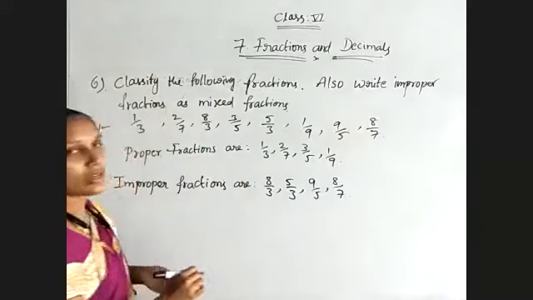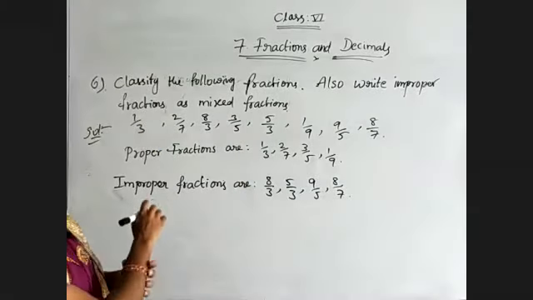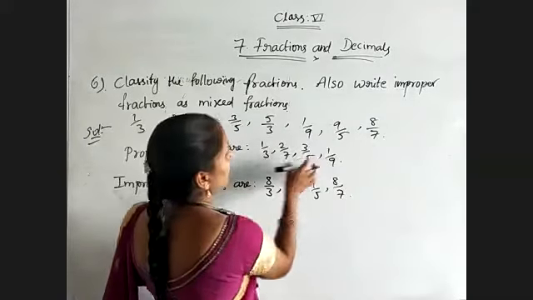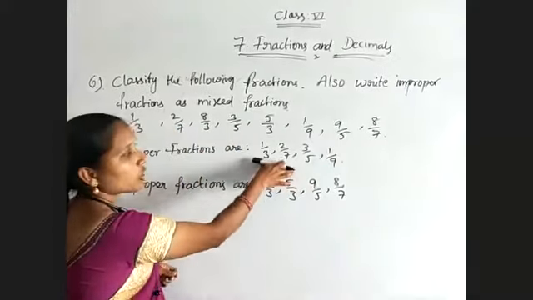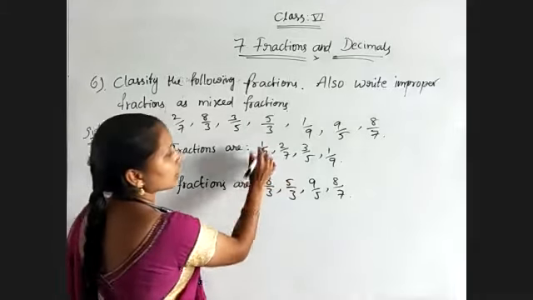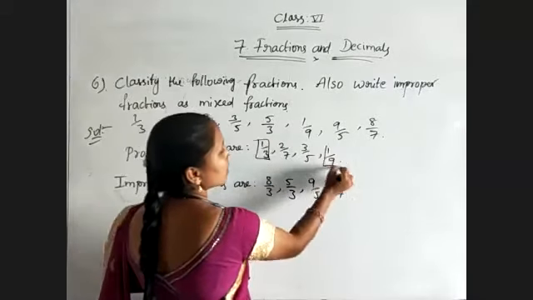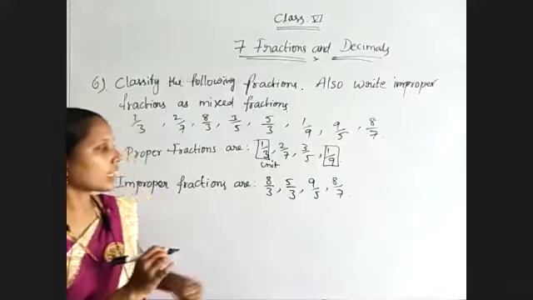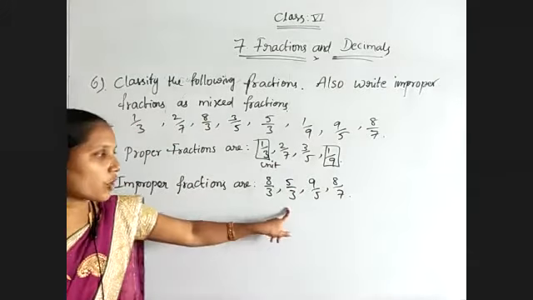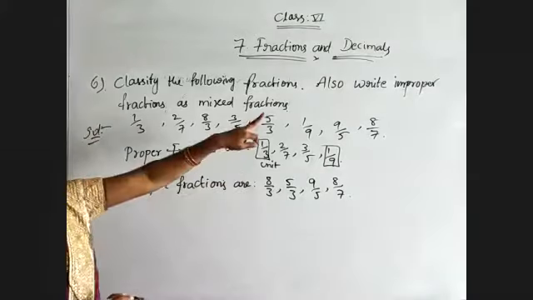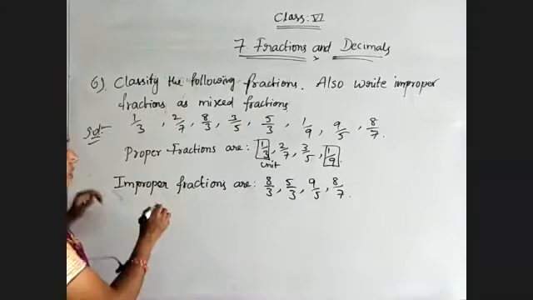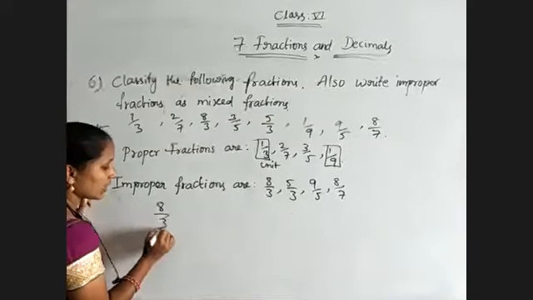So just observe total how many fractions are given in the question. 1, 2, 3, 4, 5, 6, 7, 8. Here 4, here 4 proper fractions. Out of that, these two are also unit fractions. Okay, coming to this one, these 4 are improper fractions and they are asking us to convert each improper fraction as mixed fraction. So first I am taking 8 by 3.